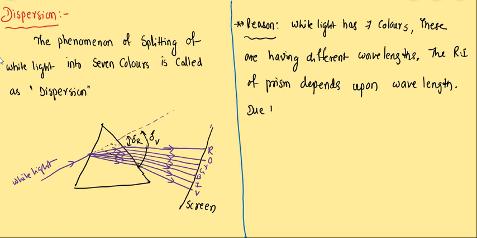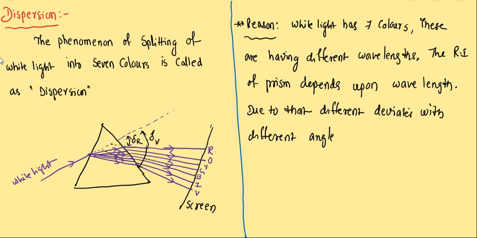Due to that, different colors deviate with different angles. Due to that, dispersion takes place. What is happening here is, actually, lambda changes. When lambda changes, according to Cauchy's formula, nu changes.